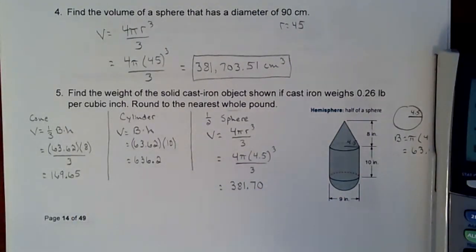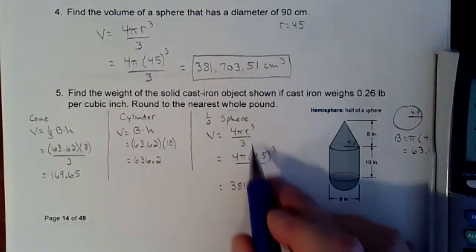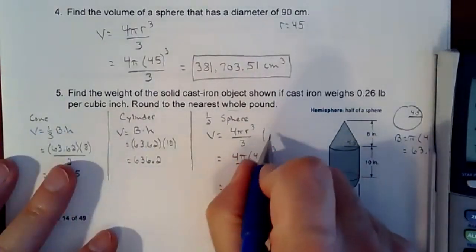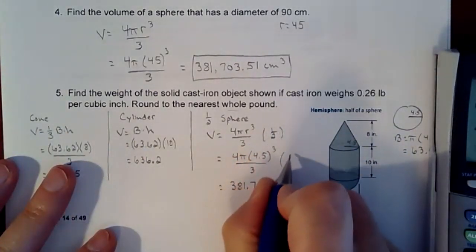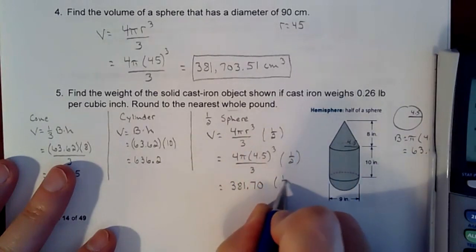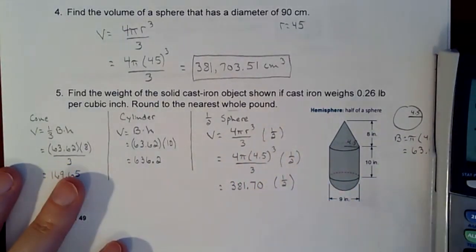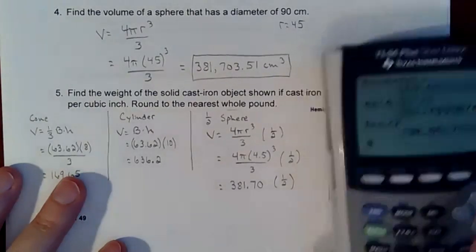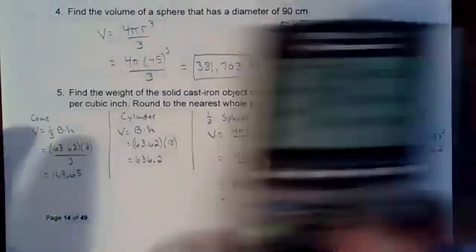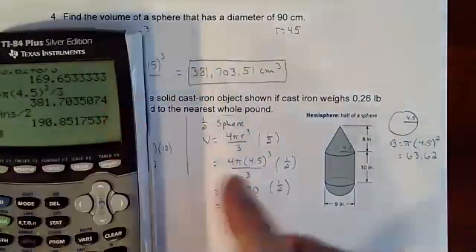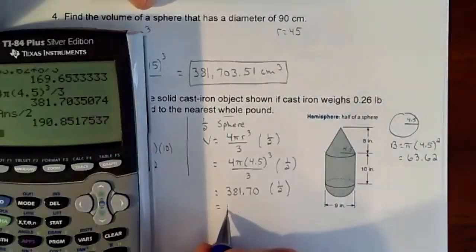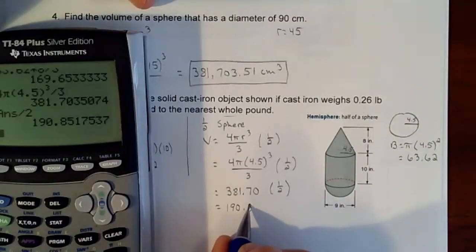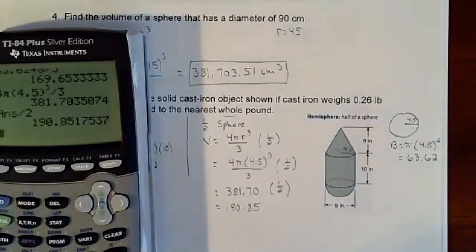Oh, I know what I didn't do. Duh. It's half of a sphere. We just found the whole sphere, so we've got to take half of that. That's why it felt too big. So I'm going to take that whole thing and divide it by 2. That's better. So 190.85. All right, now we're good.